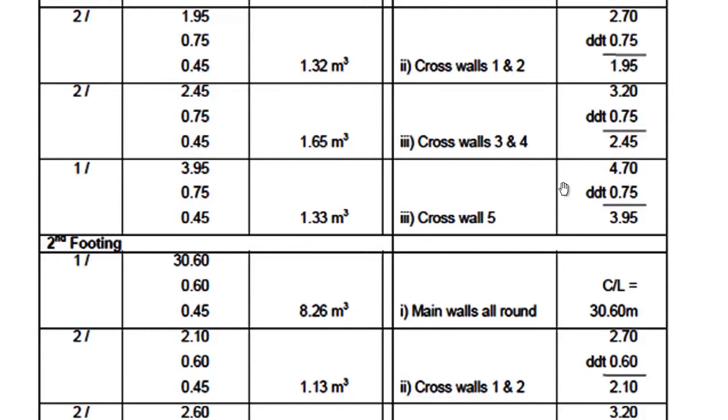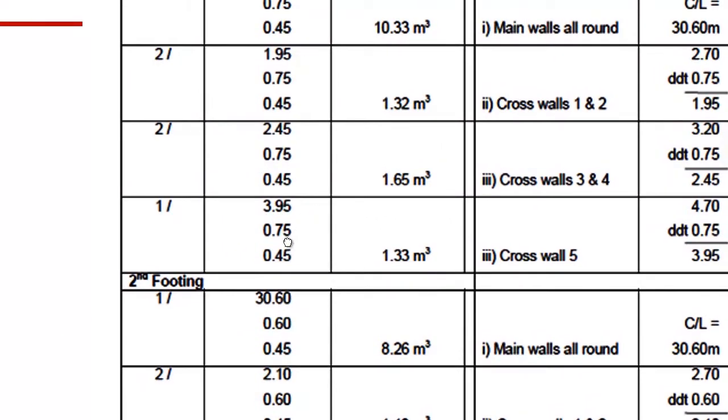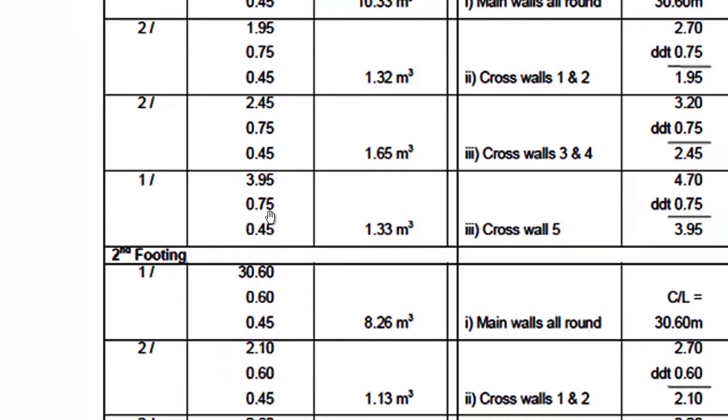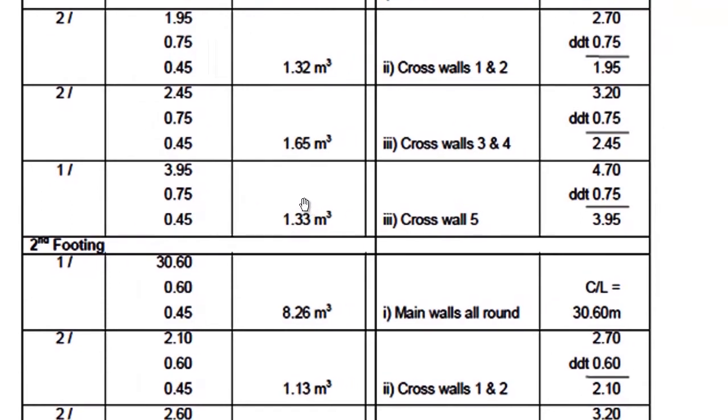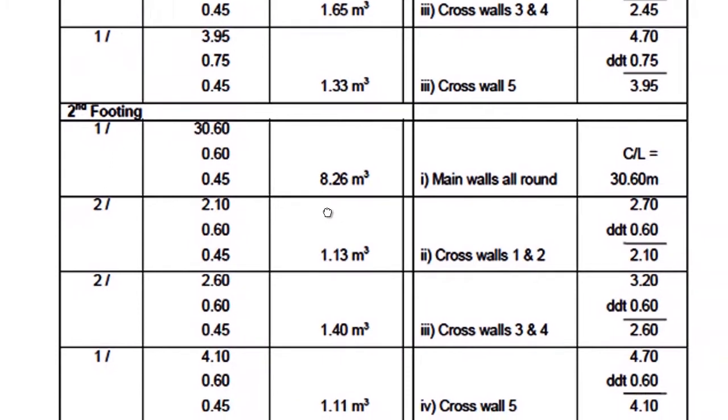Then we move to cross wall 5, whose center to center length is 4.70. Now we deduct one breadth of the first footing, 0.75 meter. 4.70 minus 0.75 is 3.95. Breadth of first footing 0.75 meter, depth 0.45 meter. Multiplying 1 into 3.95 into 0.75 into 0.45, the answer is 1.33 m cube. Then we move to second footing.